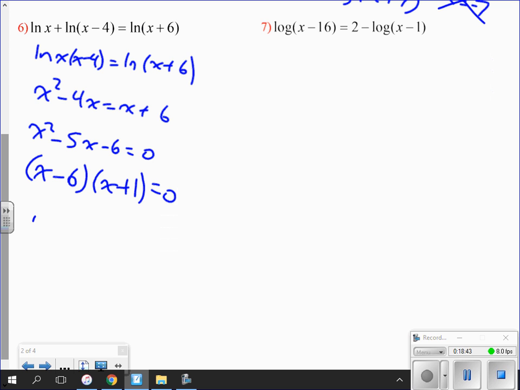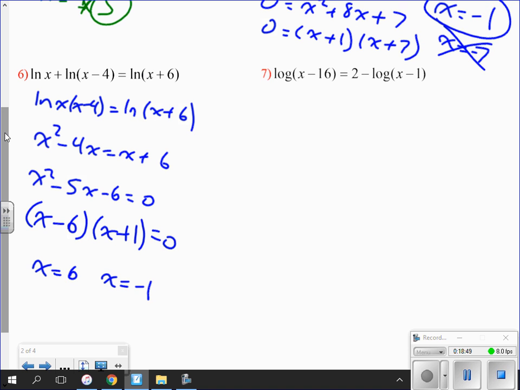Okay, so that means x equals 6, x equals -1. And I plug them into the original problem. No, it can't be -1, but it can be 6. And -1 will give me a -5 in here. It's good, and it would also be -1 in the first one. But it can be 6.